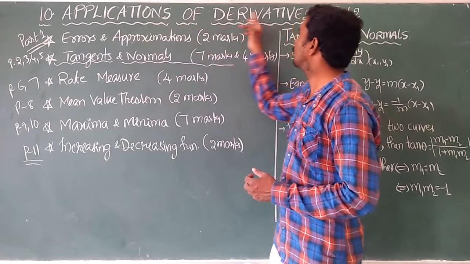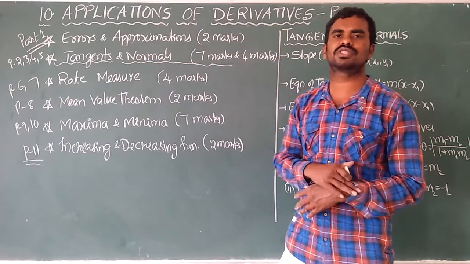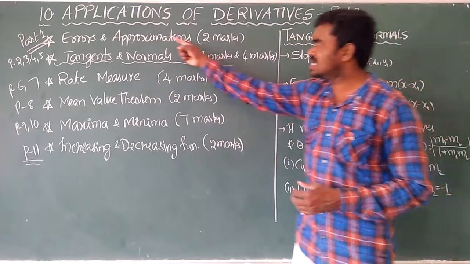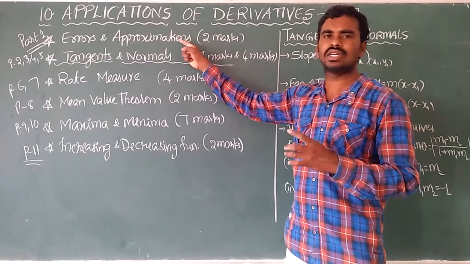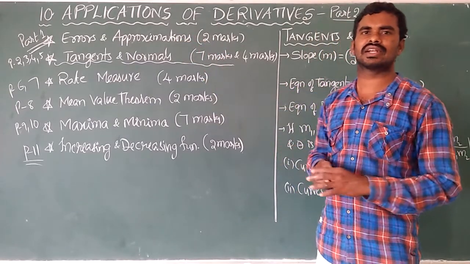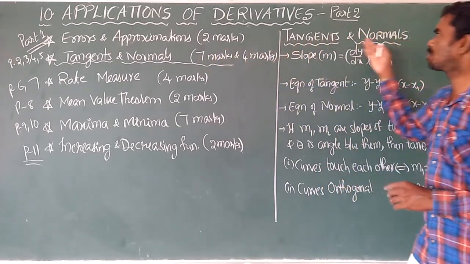In applications of derivatives part 1 we taught errors and approximations problems. It's very easy. The first 3 problems are the most important from this topic, so if you learn easily you can get the marks. Okay. Next, coming to the topic, tangents and normals.